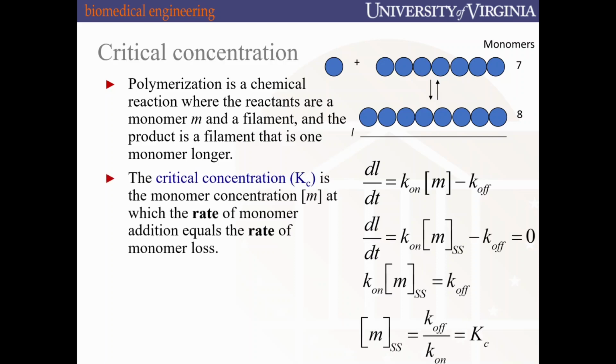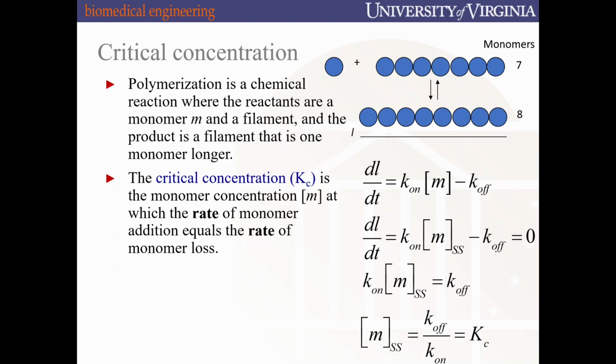In this system, we define the critical concentration, Kc, as the monomer concentration at steady state, where the rate of monomer addition equals the rate of monomer loss. Looking at the equations on the right, we can start out by describing the rate of polymerization, dL/dt, as the sum of the on rate, K on, times the concentration of monomer, and the off rate, which is just K off. Notice an important property of the system, that the on rate changes as a function of monomer concentration, but the off rate doesn't. That's because the off rate is just based on polymer ends, and the number of polymer ends stays fixed here.